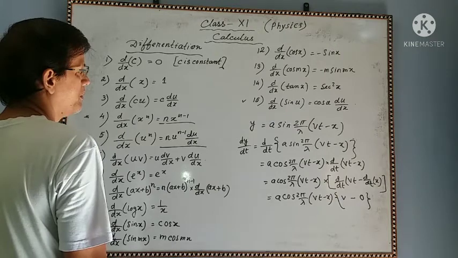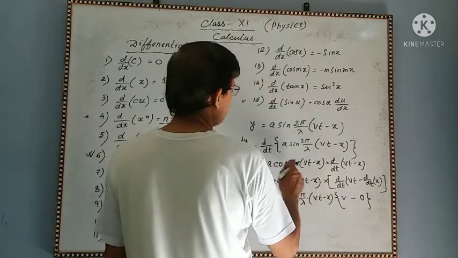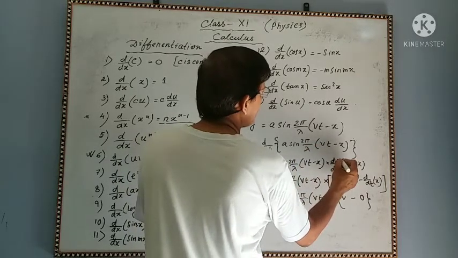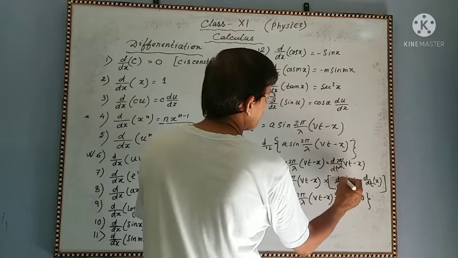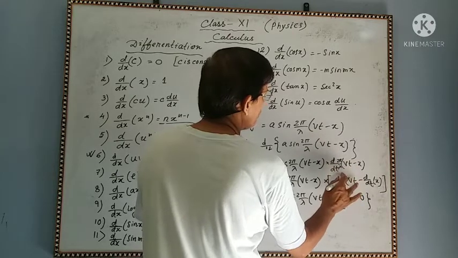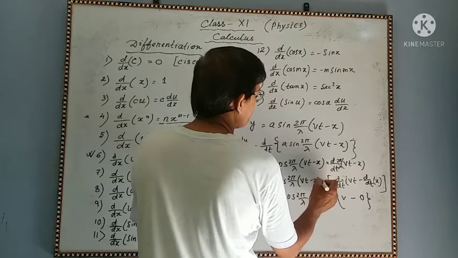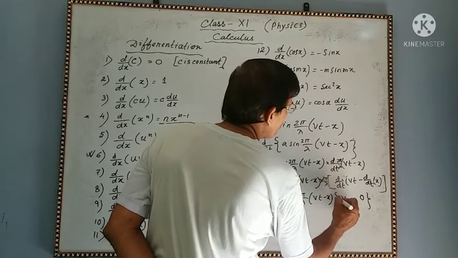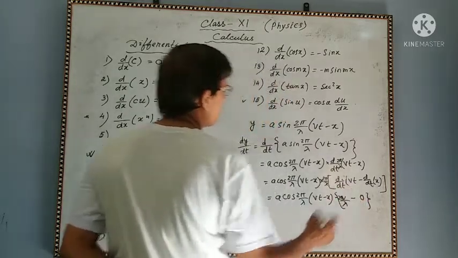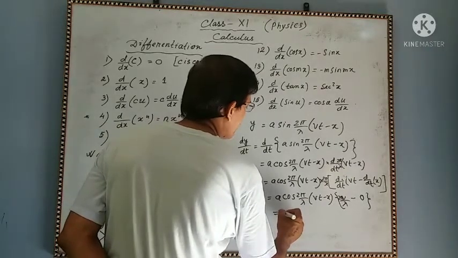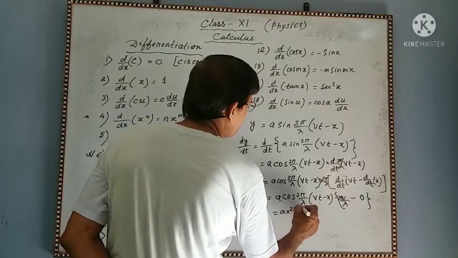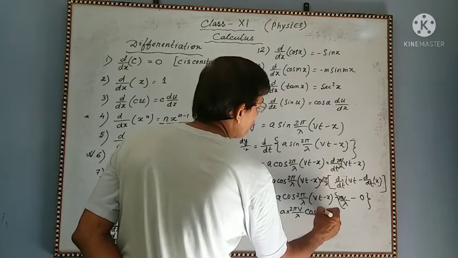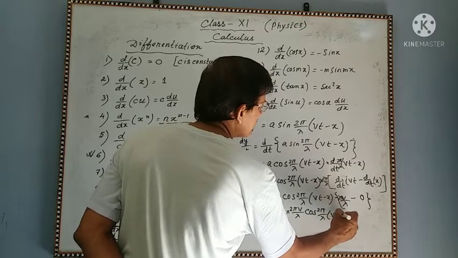I have missed a term here. Angle was 2 pi by lambda, it was 2 pi by lambda. So you take 2 pi by lambda common here. So it is taken first, a into 2 pi V by lambda cos of 2 pi by lambda (Vt minus x).